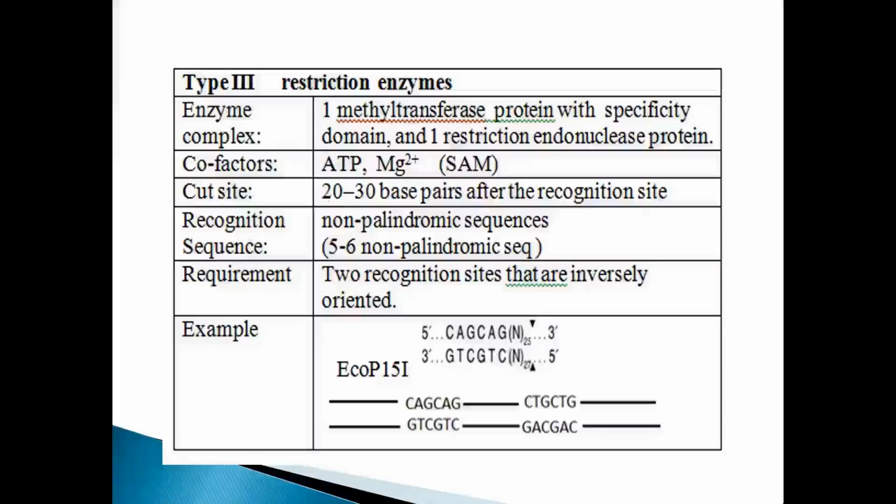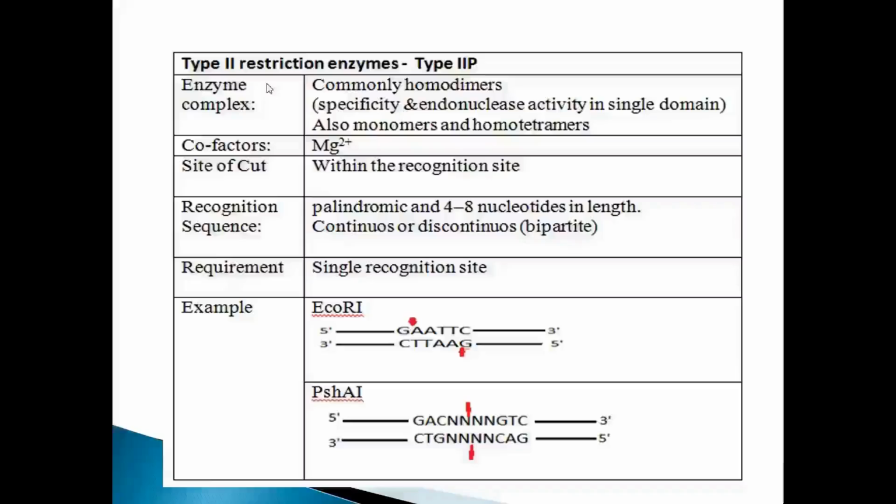These enzymes, also like type 1 restriction enzyme, need 2 recognition sites, but the difference is they should be inversely oriented. You can see the pattern how they should be. Coming to type 2 restriction enzymes which are widely used, there are many subtypes in it. We will first see about type 2P, which is the predominant one and which is commonly used.